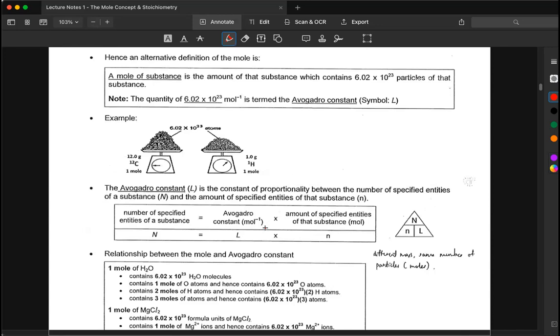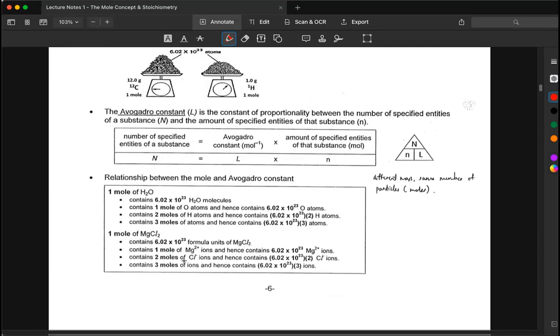So the Avogadro constant is the constant of proportionality between the number of specific entities and the amount of specific entities of that substance. So the number of specific entities is equal to the Avogadro constant multiplied by the amount of specific entities of that substance. So n is the mole. You multiply by the Avogadro constant, it gives you the actual number. All right, so I won't go through this. Yeah, it's really very straightforward.